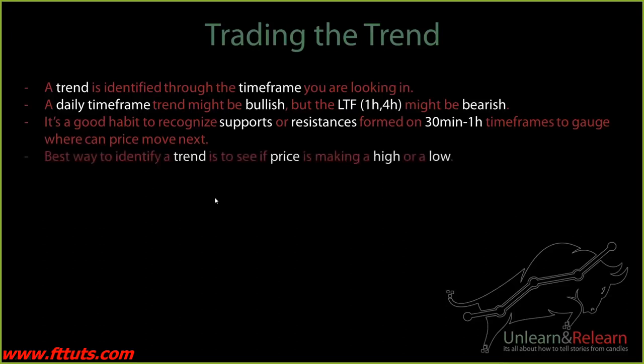So let's see here. The best way to identify a trend is to see if price is making a high or if price is making a low, right? This is very important. Whenever price is making a high, this means price is in an uptrend and you're waiting for a support to be formed to continue moving up. Whenever price is making a low, that means price is in a downtrend and you're waiting for price to create a resistance to continue moving down, right?